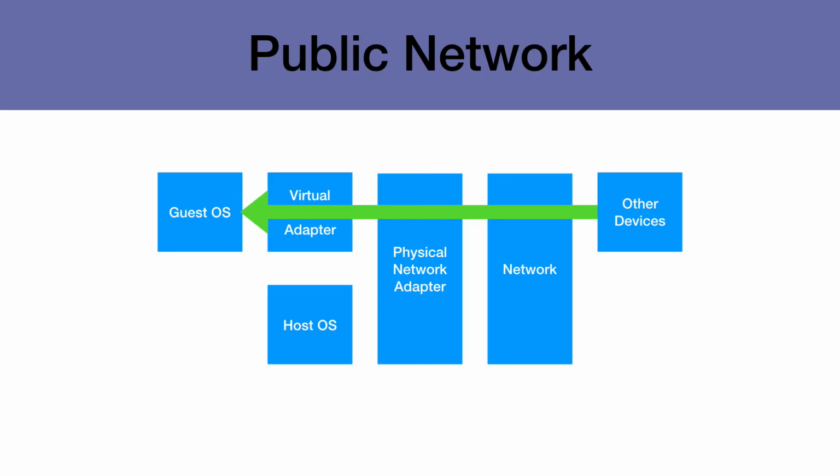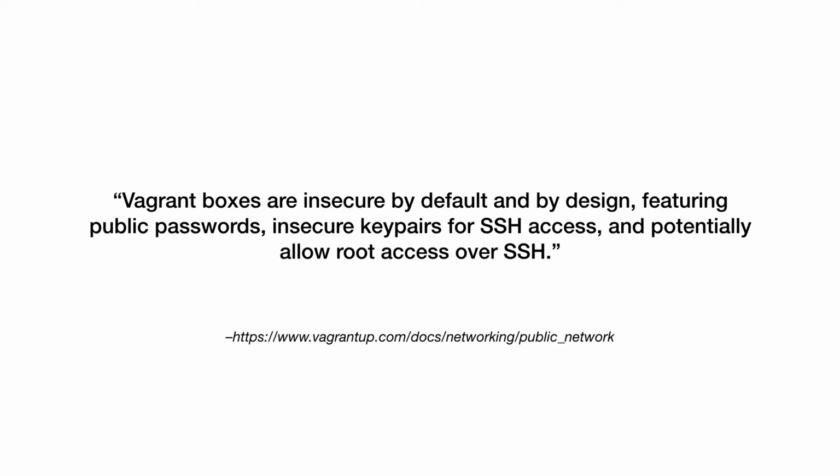Public network. The first option we're going to discuss is the public network setting. In this mode, the provider will connect our virtual machine to the network as if it were a physical device on our host network. This will allow other computers on the same network as our host computer to access our virtual machine. Vagrant doesn't recommend this mode, as Vagrant boxes are insecure by default and by design.